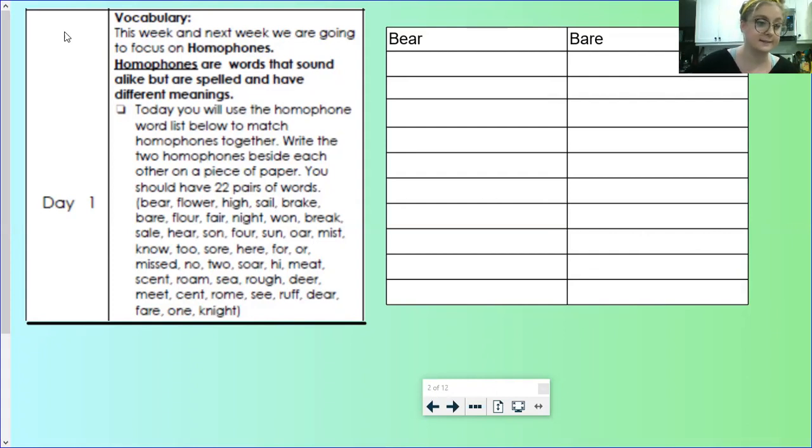And they're spelled differently. So today you will use the homophone word list below to match homophones together. Write the 2 homophones beside each other on a piece of paper. You should have 22 pairs of words. So a pair is 2 words together, okay?